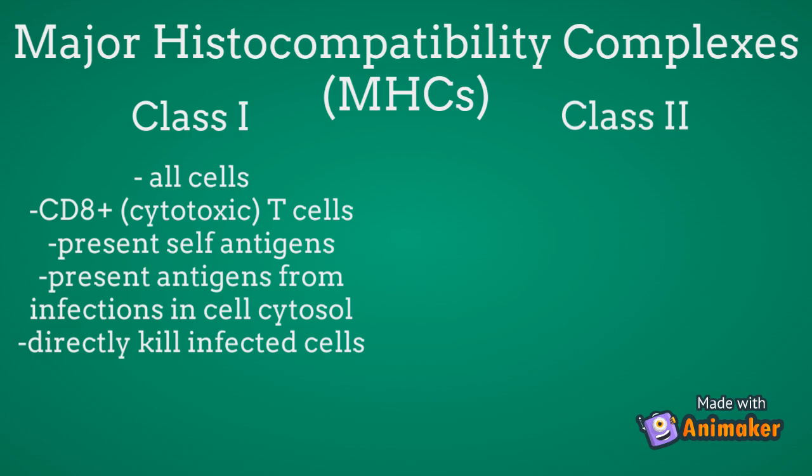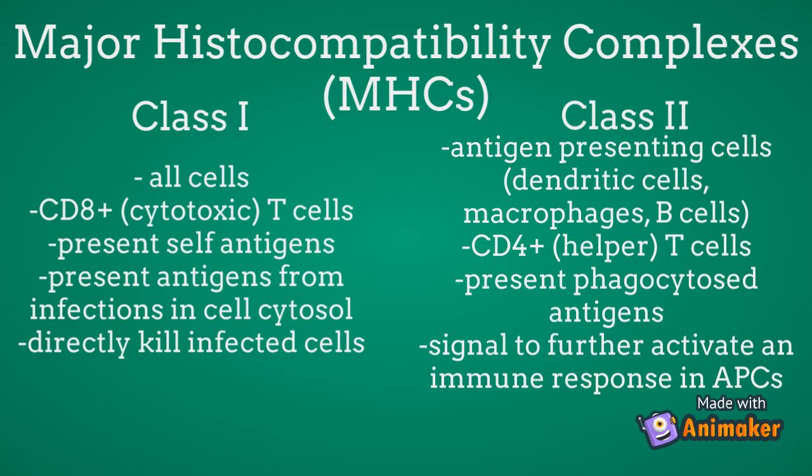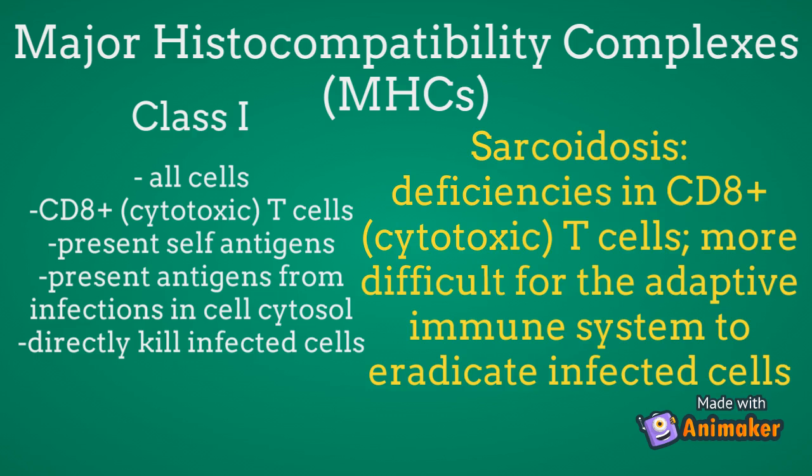MHC class II molecules are only found on antigen-presenting cells and present phagocytosed antigens to CD4 plus T cells, or helper T cells. In sarcoidosis, deficiencies are seen in the number and function of cytotoxic T cells, making it more difficult for the adaptive immune system to eradicate infected cells.